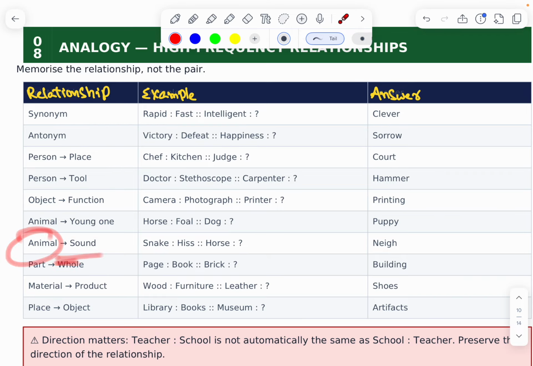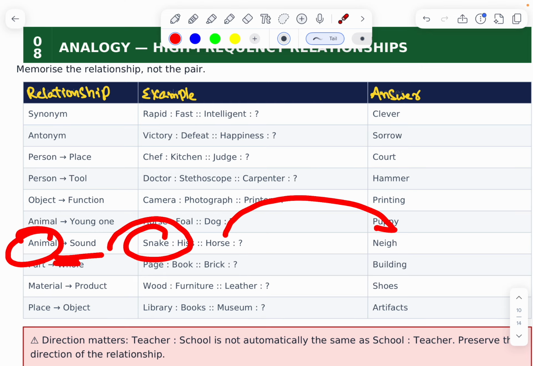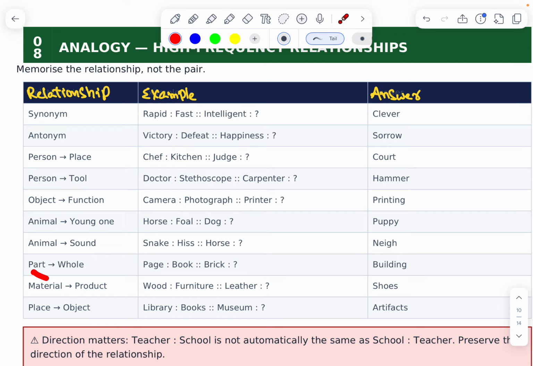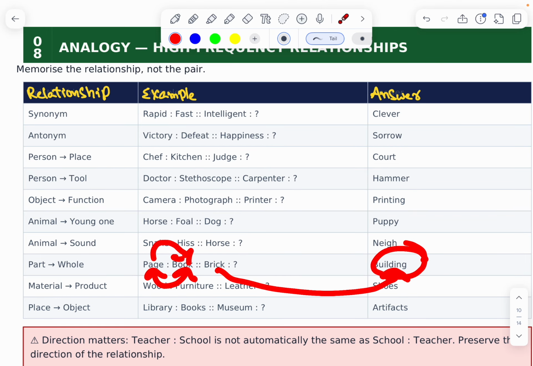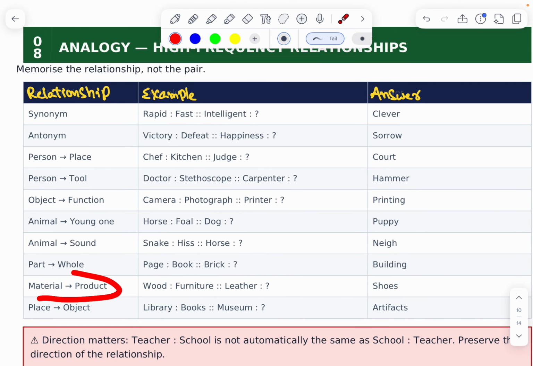Animal, sound. Snake's hiss. Horse, knee. Part and whole. Page, book. Page is a part of a book. Brick is a part of a building. Material and product. Wood is a part of furniture. Leather is a part of shoes.